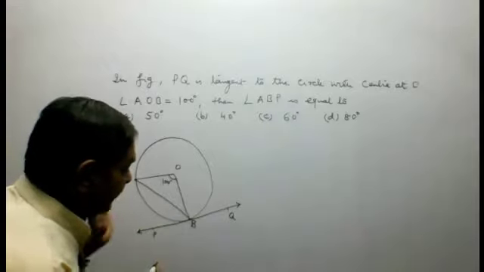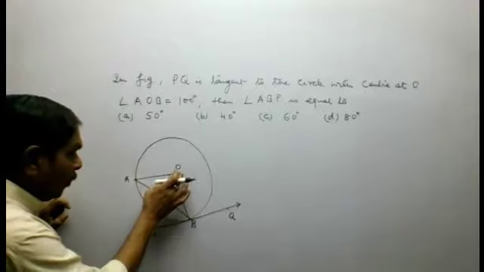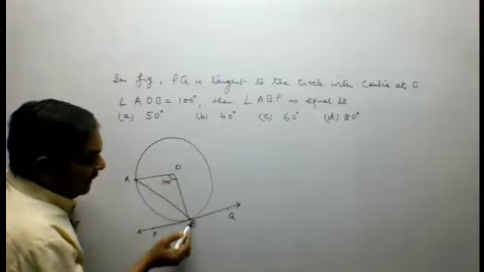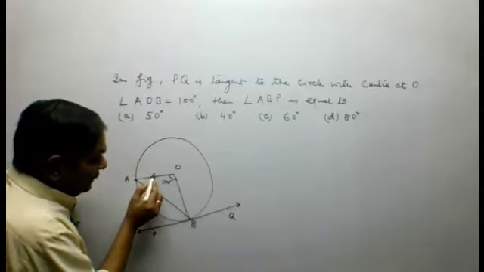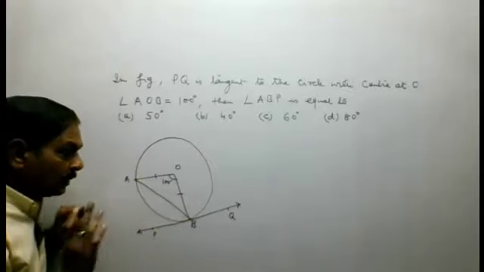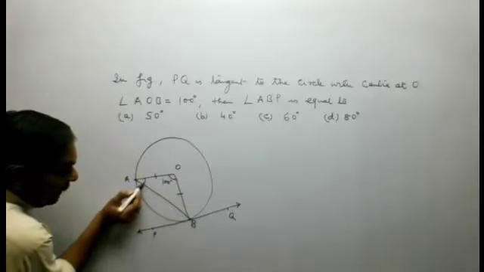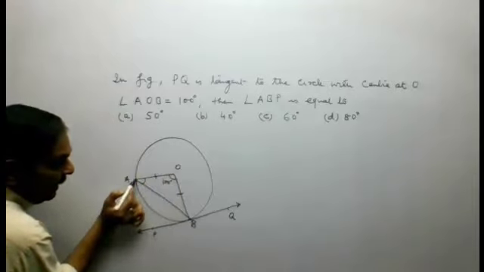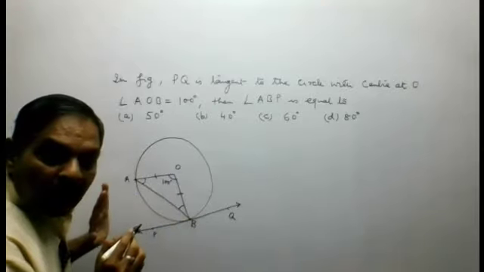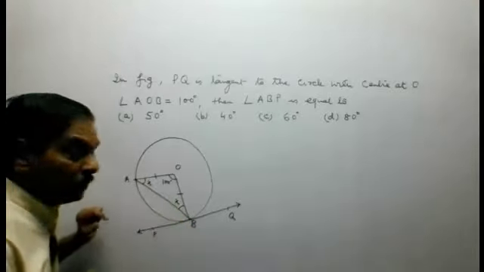Now PQ is tangent. Now we know that OB is the radius and OA is also a radius. So in triangle OAB, two sides are equal. This side and this side, both sides are radii, which are equal. So the triangle is an isosceles triangle. Means this angle, that is OAB, and this angle, that is OBA, both are equal. Let us say this angle is x. So this angle will also be equal to x.